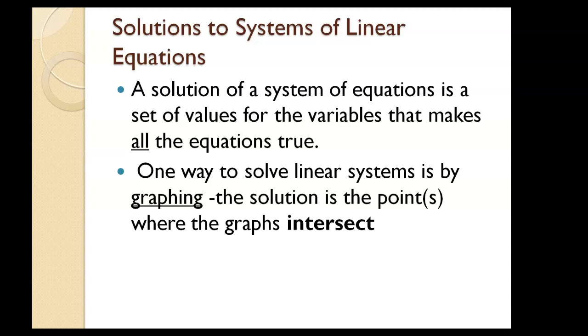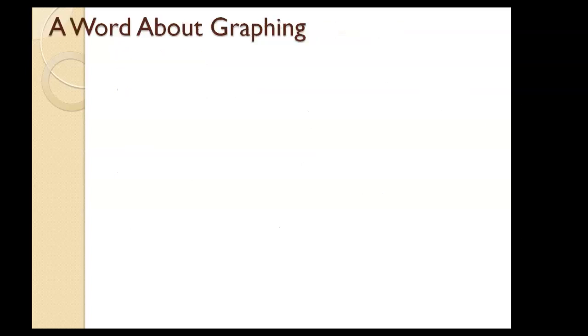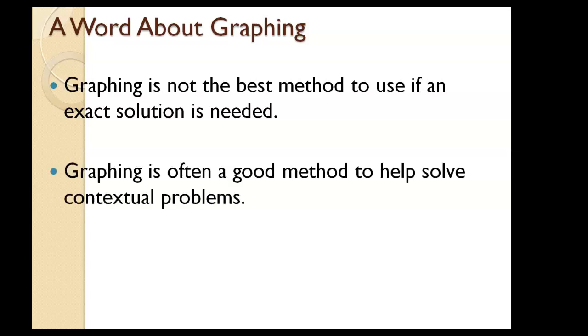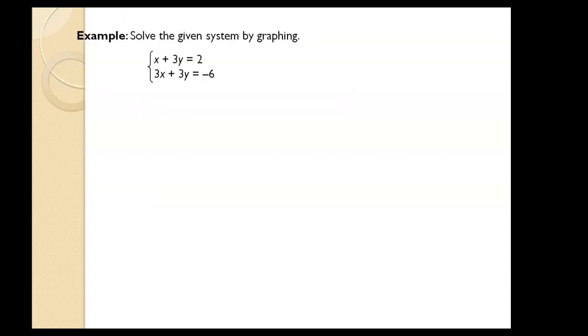The other two methods are substitution and elimination, and they're more algebraic, where you have to use arithmetic operations to eliminate a variable or to substitute for one of the variables to get the answer. So what about graphing? Graphing is not the best method if you need an exact solution, but graphing is often a good method to help solve contextual problems or visualize the answer.